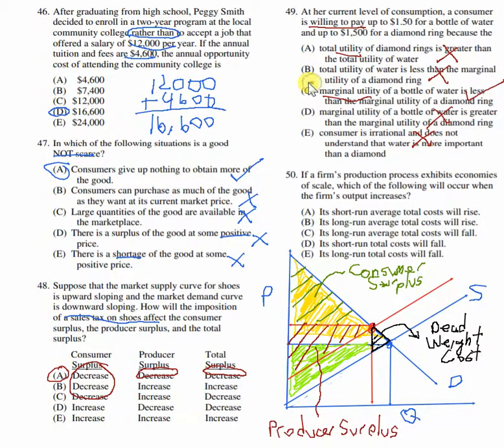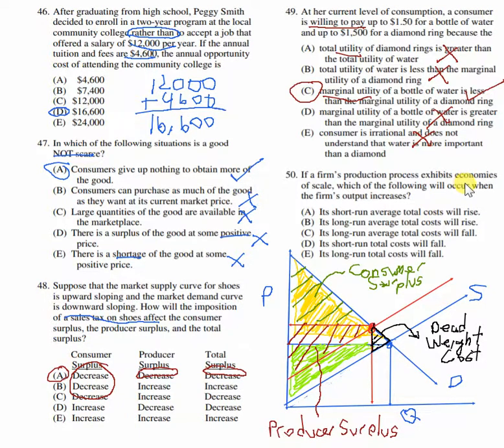49 is C. Number 50, if a firm's production process exhibits economies of scale, which of the following will occur when the firm's output increases? So when we talk about economies of scale, that means you could make additional product at lower and lower prices. So that would be a situation where you see the marginal cost curve, right? The cost of making the next product goes down. And we know because the marginal cost curve is going down, that means that the average total cost curve also has to be going down.